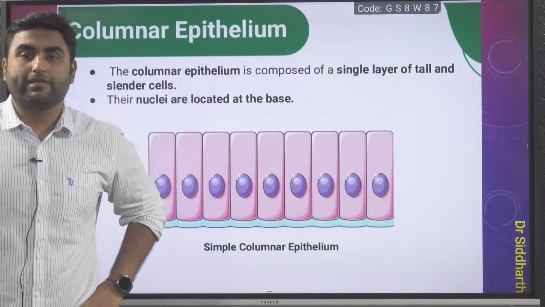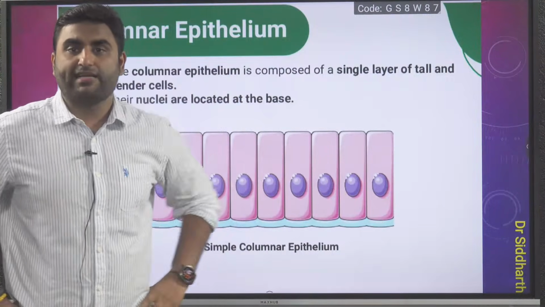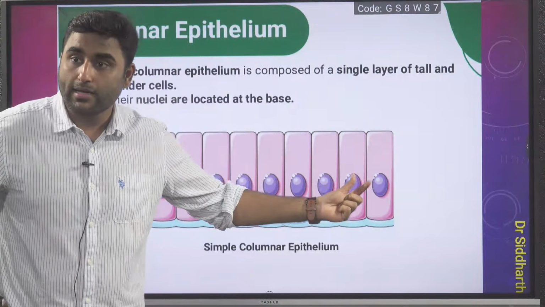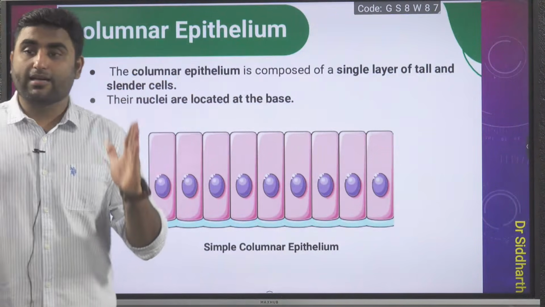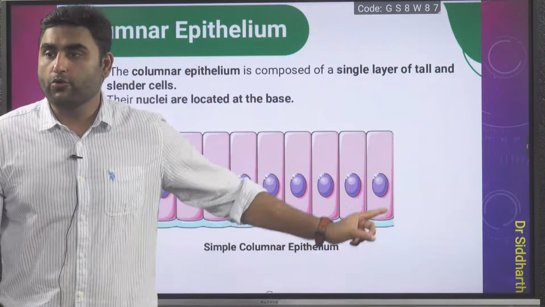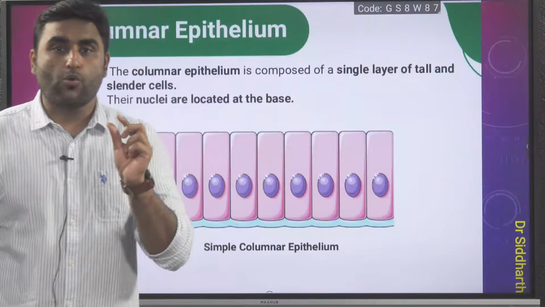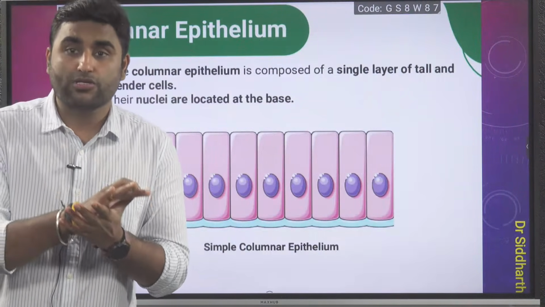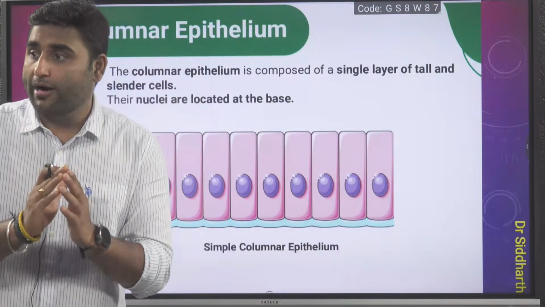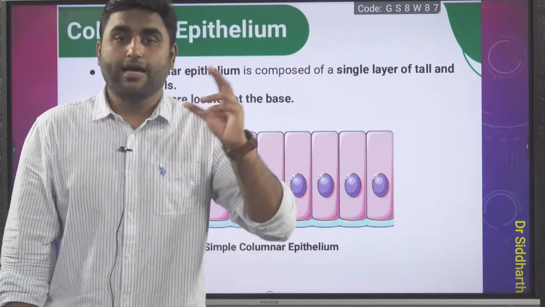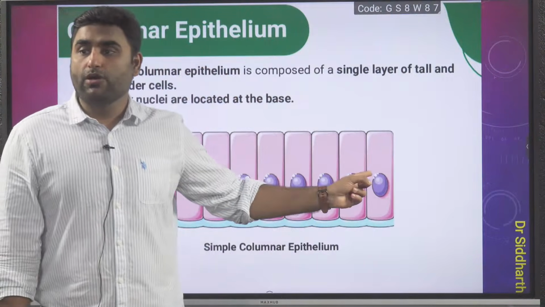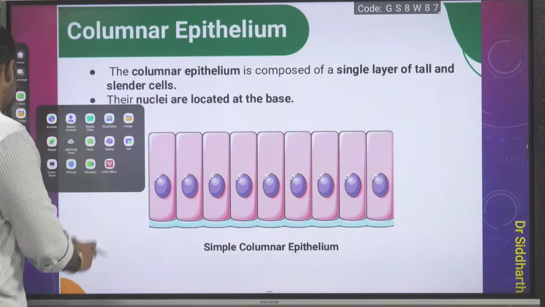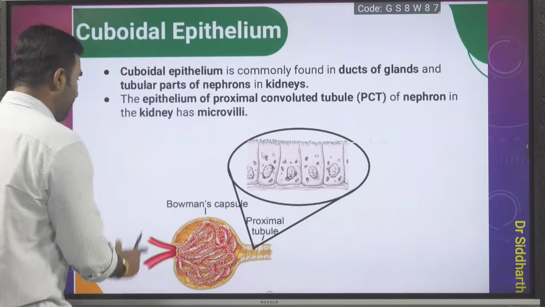So how does a columnar epithelium cell appear? Single layer of cells. Columnar cells are tall, long, column-like, and slender, meaning very thin. And if you notice, the nuclei is oval shaped. When we studied squamous cells, the nucleus was disc-like and flat. When we studied cuboidal cells, it was a spherical nucleus. And when we are studying columnar cells, the nuclei is oval shaped. The nuclei is what shape, guys? The nuclei is oval shaped.